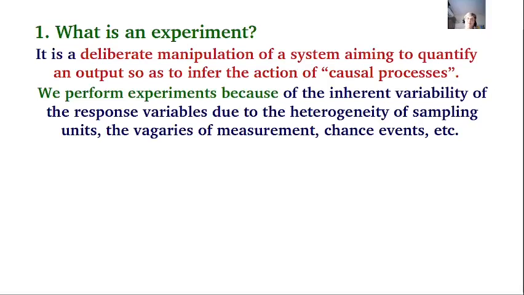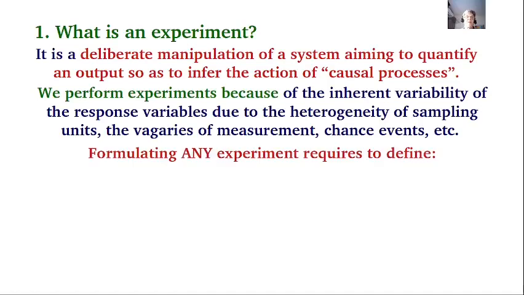This is to imply that we perform an experiment because whenever we change the input, we do not always observe the exact same output. That is, there is variability in the output, and we want to use this variability to infer the potential causes of the observed behavior of the study system.